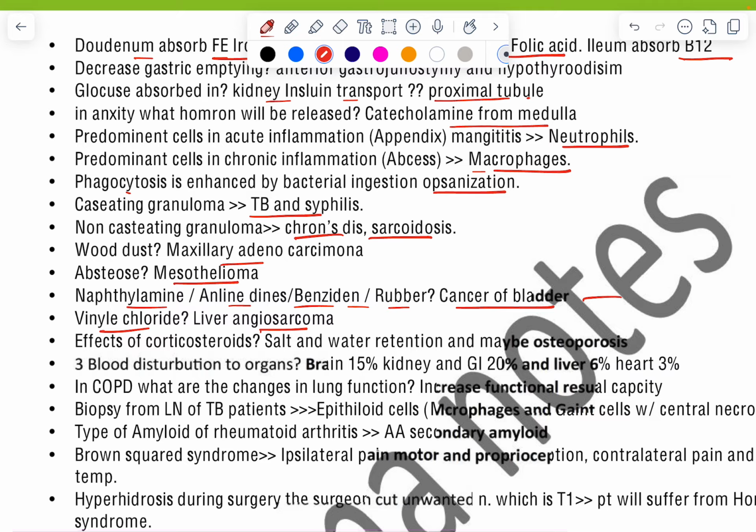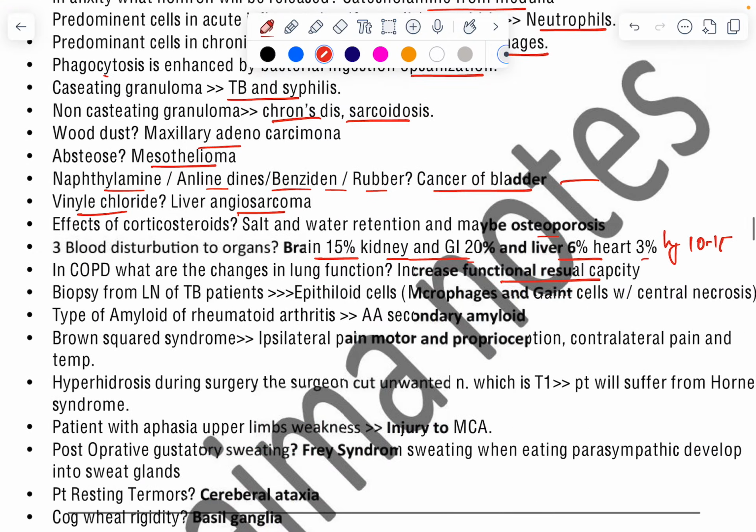Effect of corticosteroids: salt and water retention, maybe osteoporosis. Blood distribution to the organs: brain 15, kidney 20, GI 20 and liver, 6% heart, and 3%. COPD: lungs 10 to 15, increased functional residual capacity. Biopsy from lymph node of a TB patient: epithelioid cells, macrophages, giant cells.